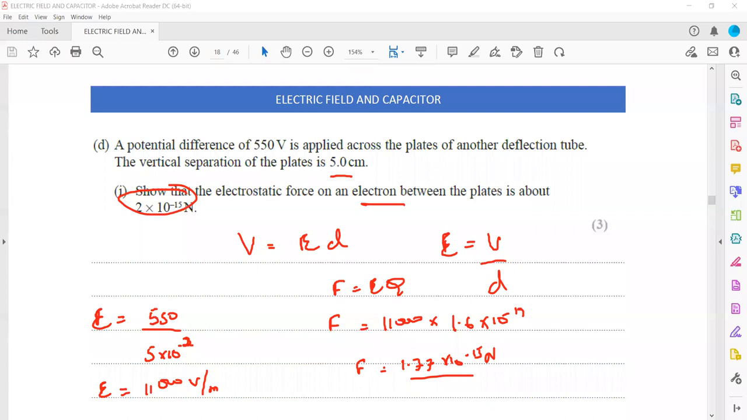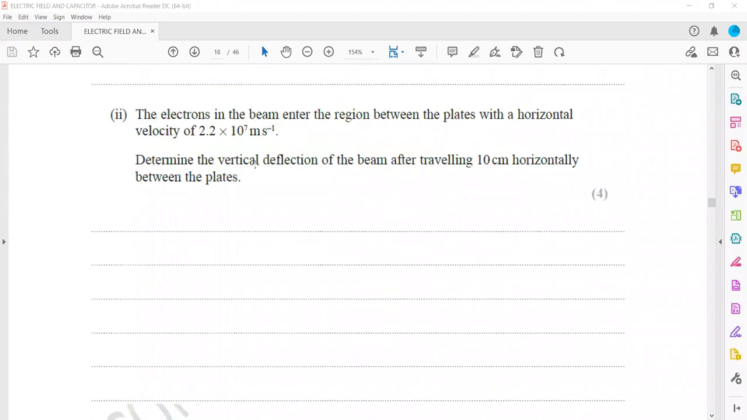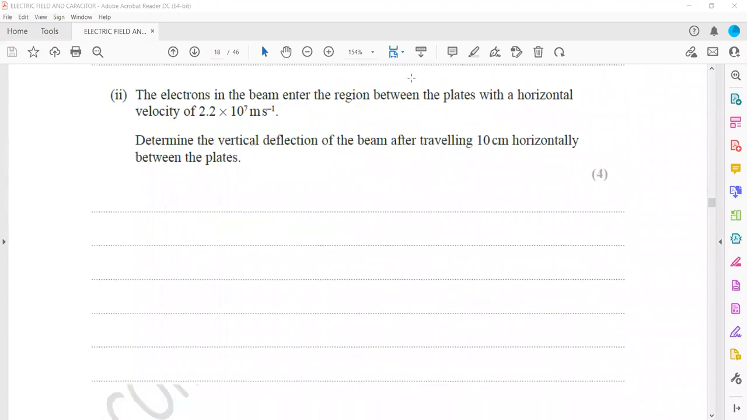Okay. Then the next: the electron in the beam enters the region between the plates with a horizontal velocity of 2.2 × 10^7 m/s. Determine the vertical deflection of the beam after it has traveled 10 centimeters horizontally between the plates. So, the two plates are there, and the electron enters with a speed of 2.2 × 10^7 meters per second.